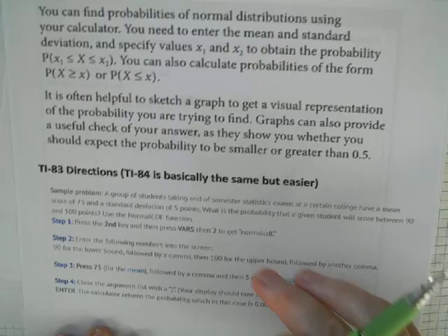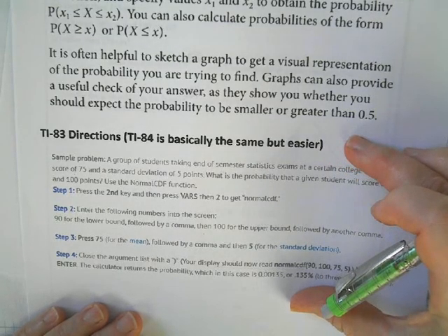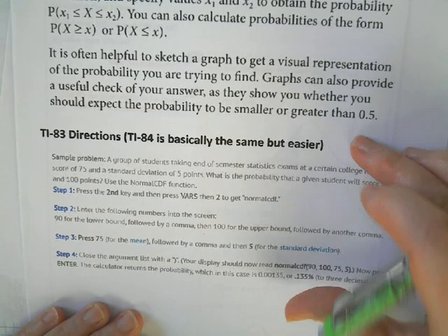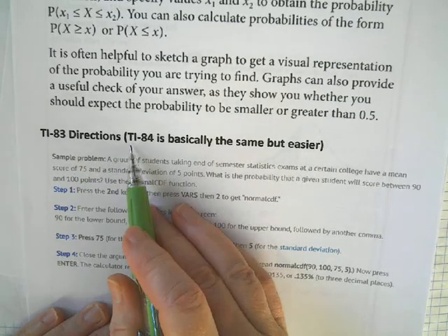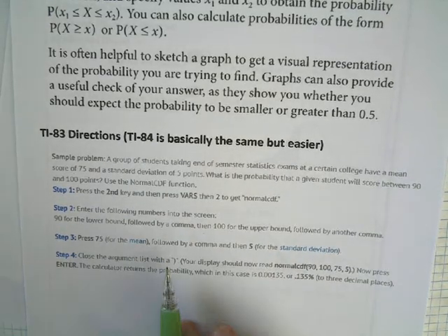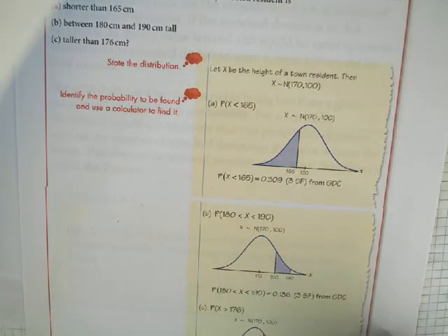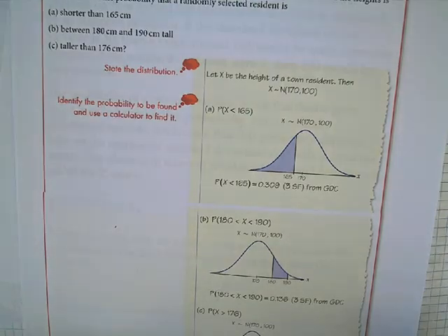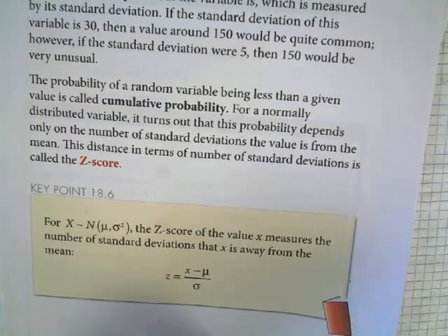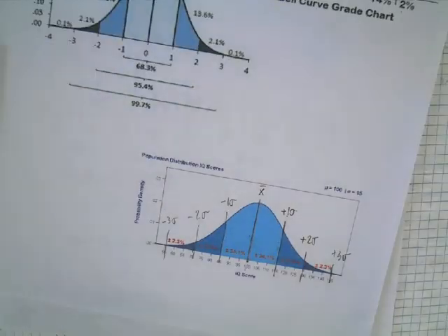This was not actually in the textbook. I copied and pasted this from the internet. Here's some directions on how to use your TI-83 or 84. So these are the directions for the TI-83. The TI-84 is actually easier because it prompts you to put in all this information. You don't have to worry about putting the commas. All right, and then they give you some examples, and they give you some formulas, and more examples, and more examples. Okay, a bunch of pages, so that is attached.